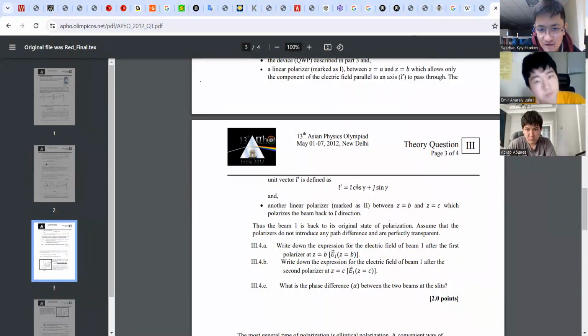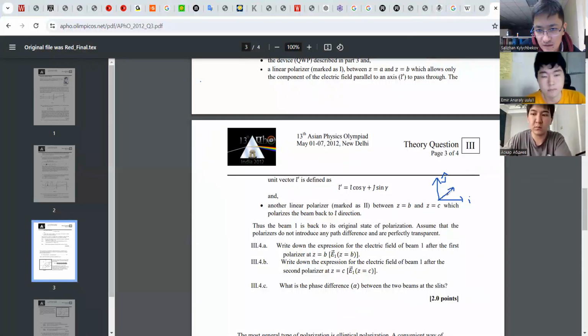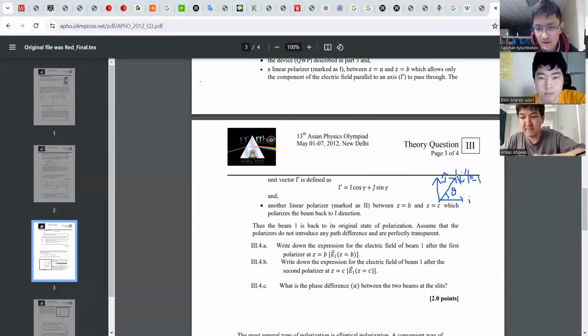The unit vector I is defined as this, so it's given, right? I prime is I times cosine theta. No, I have a wrong picture. How to interpret this? I prime is I times... This is I prime, unit vector. The I prime amplitude has to be 1. Angle theta... wait, I'm getting confused here.